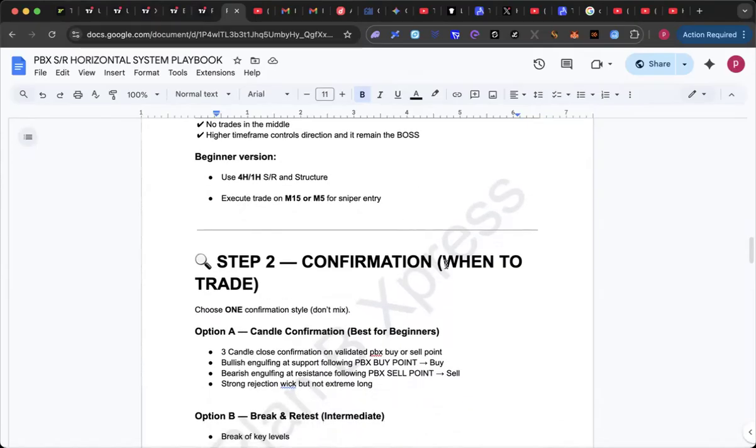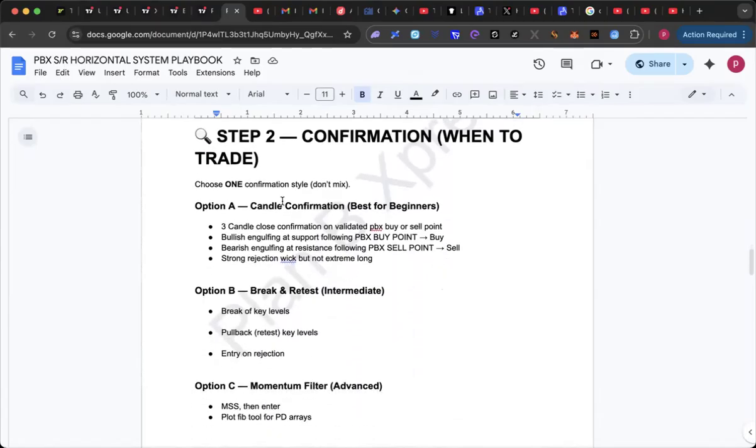Then step 2, confirmation. When to now trade. Choose one confirmation style. Don't mix. Candle confirmation is best for beginners. So the PBX sniper core actually makes use of 3 candle close confirmation on valid, which is when the signal is actually valid. Then bullish engulfing at support following the PBX point, buy; bearish in that order.